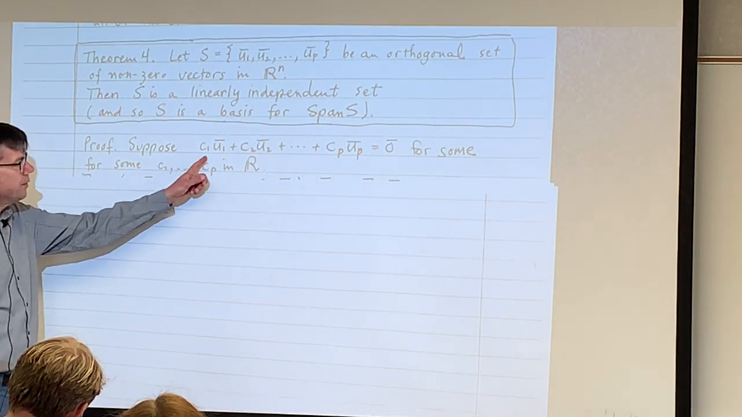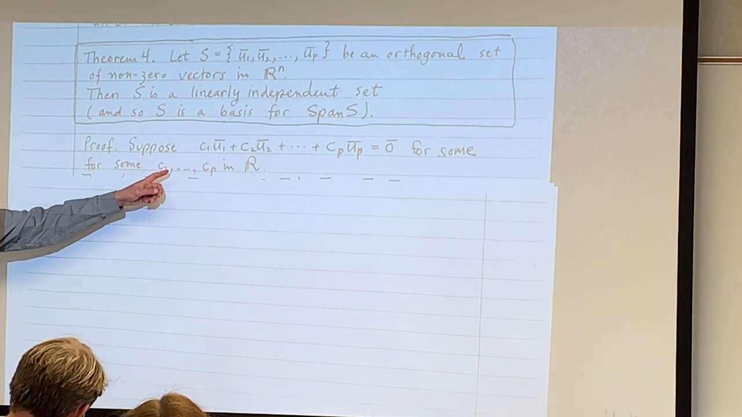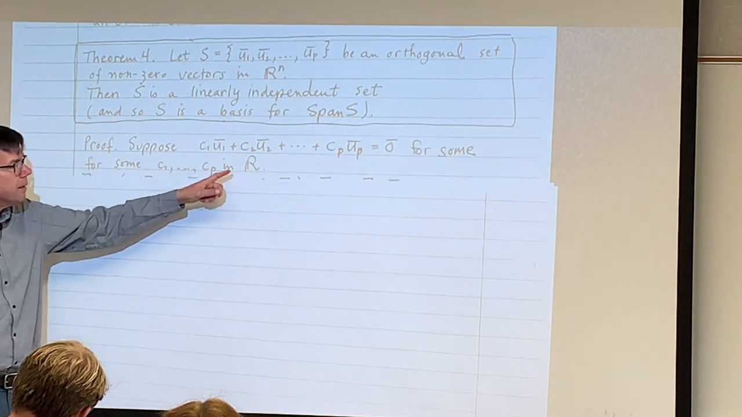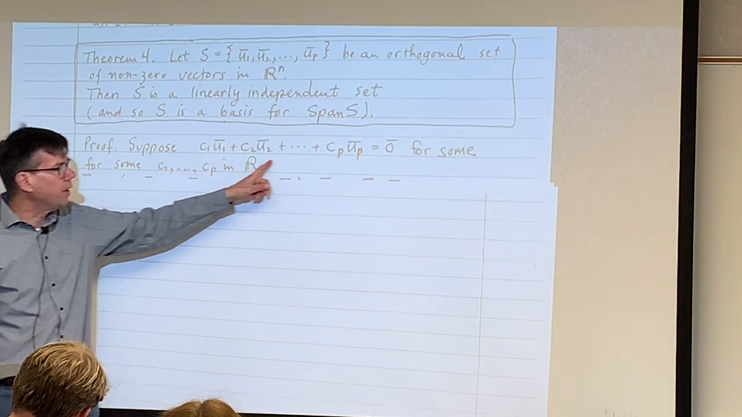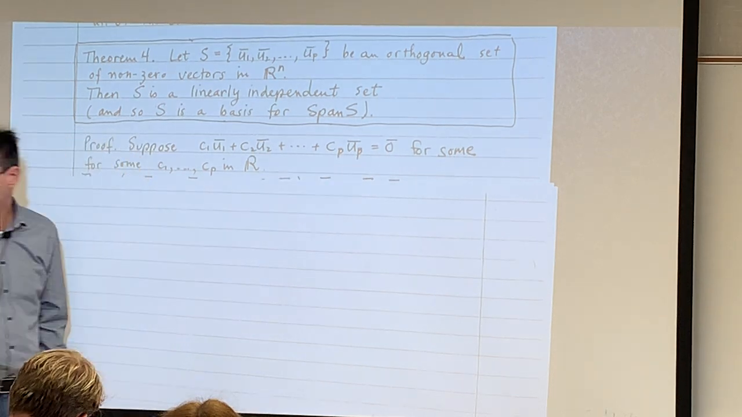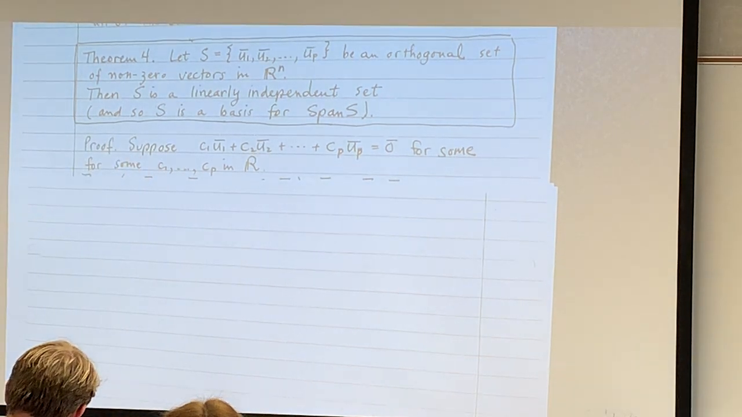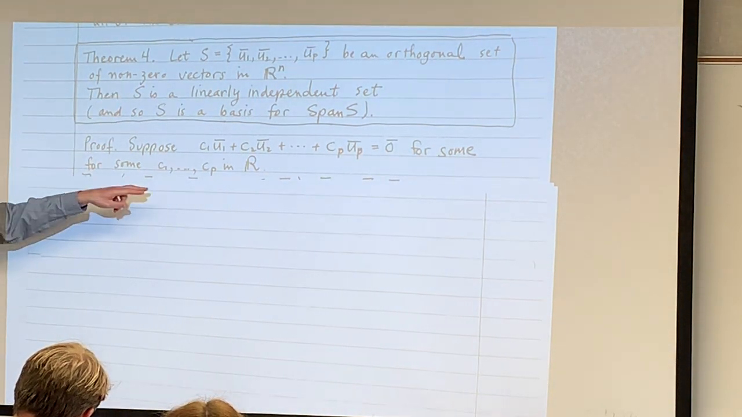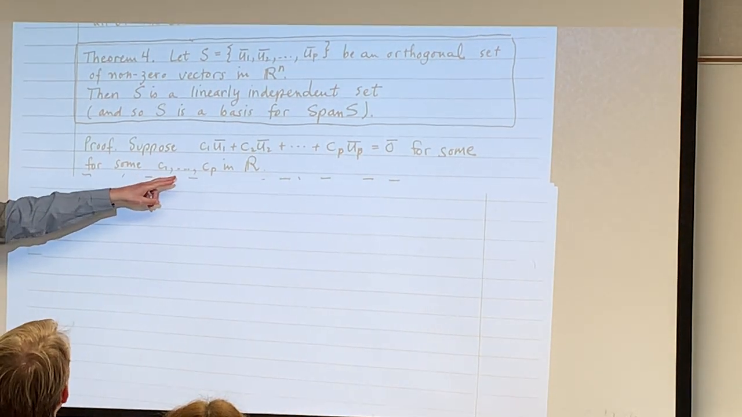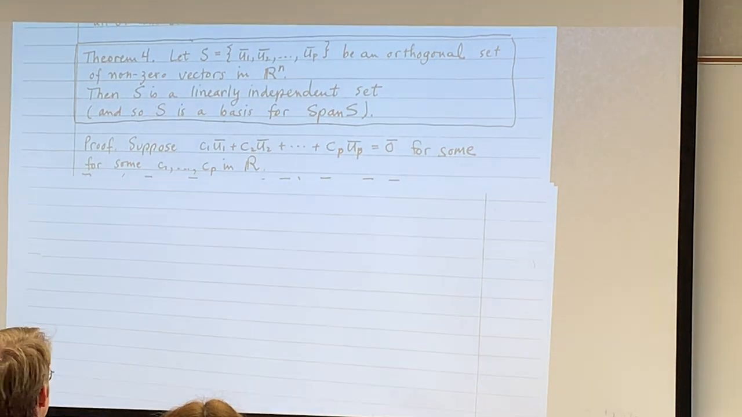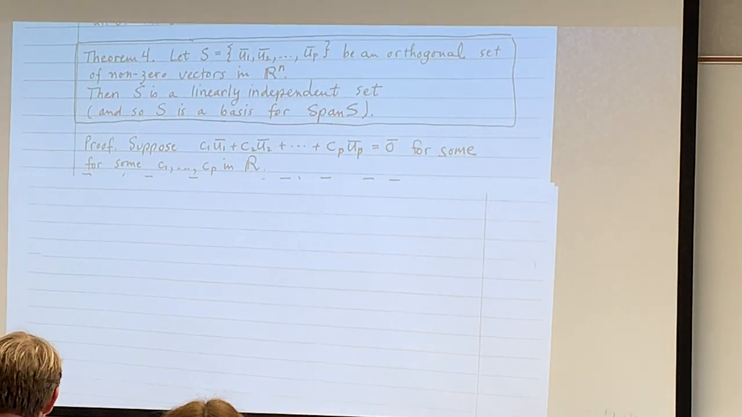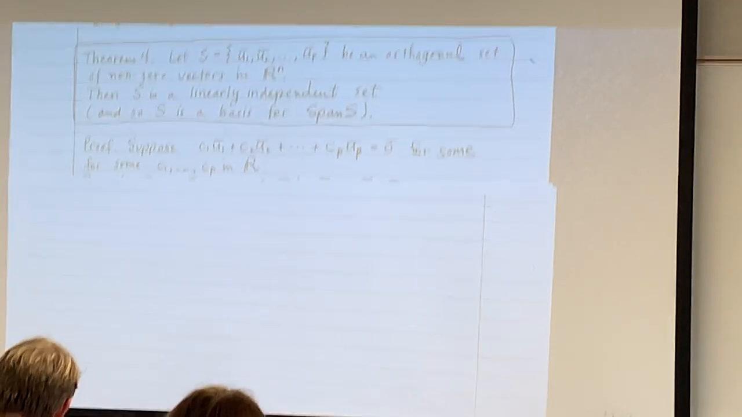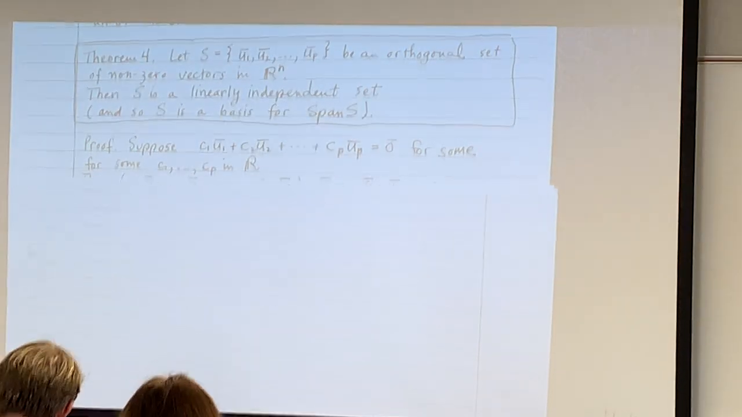So I start out going back to the definition of linear independence. If we want to show a set of vectors is linearly independent, one way to do it is suppose we have a linear combination that's equal to 0. We want to show that given this condition that they're orthogonal, C1 through Cp, the scalar weights, have to all be equal to 0, right? That's the conclusion we're trying to draw in this proof. That's where we're trying to head.